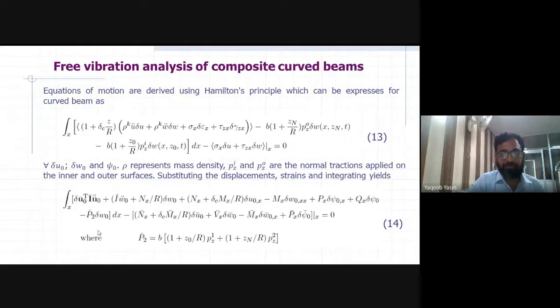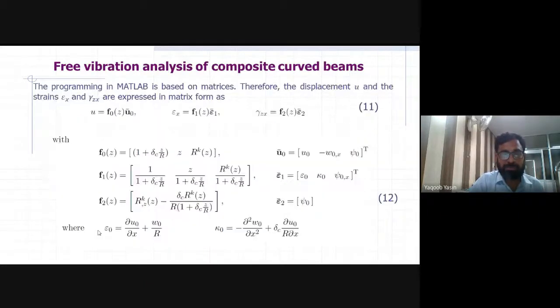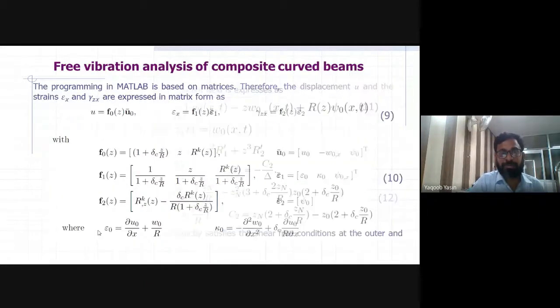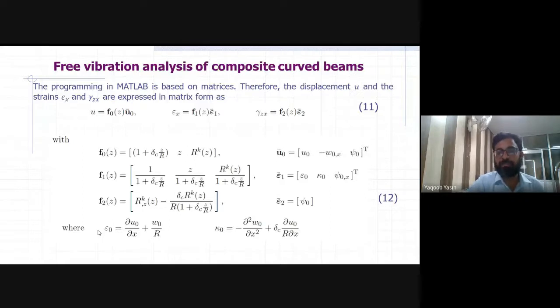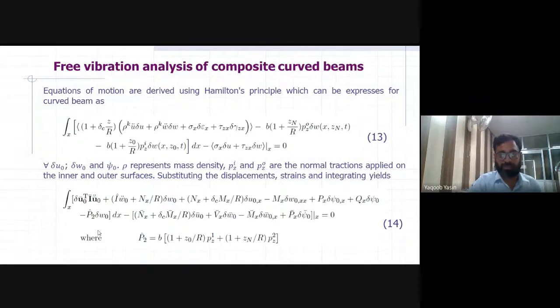So when we are performing the programming, we must know equation number 11 and equation number 12. These will be used in the programs. And equation number 13 and equation number 14 are used as a derivation of other equations. Therefore, we now perform equation number 3.